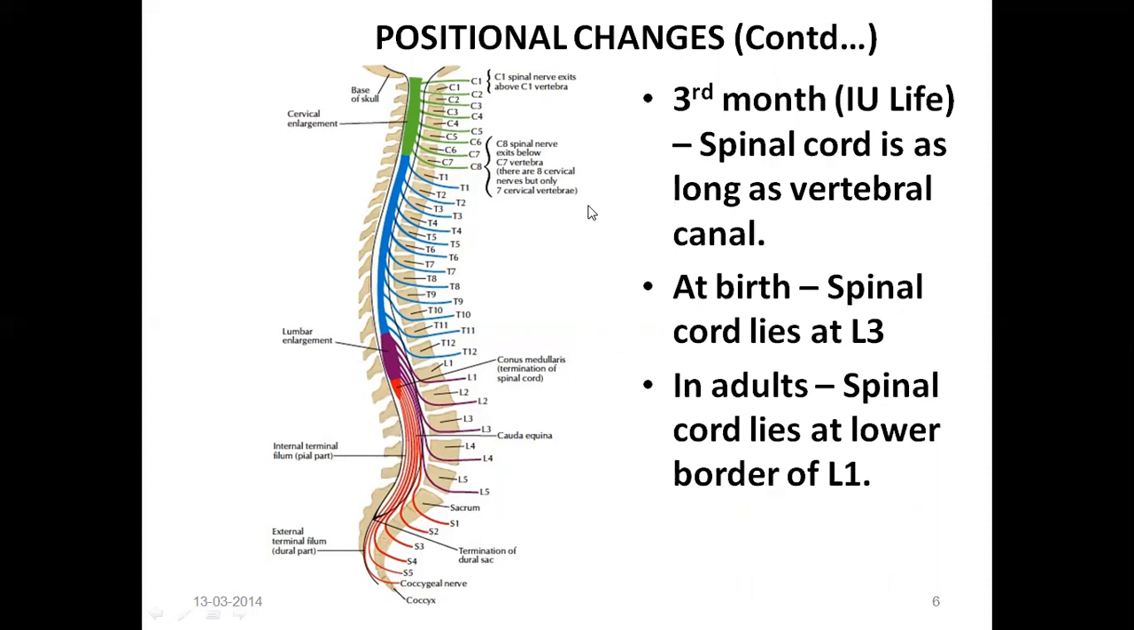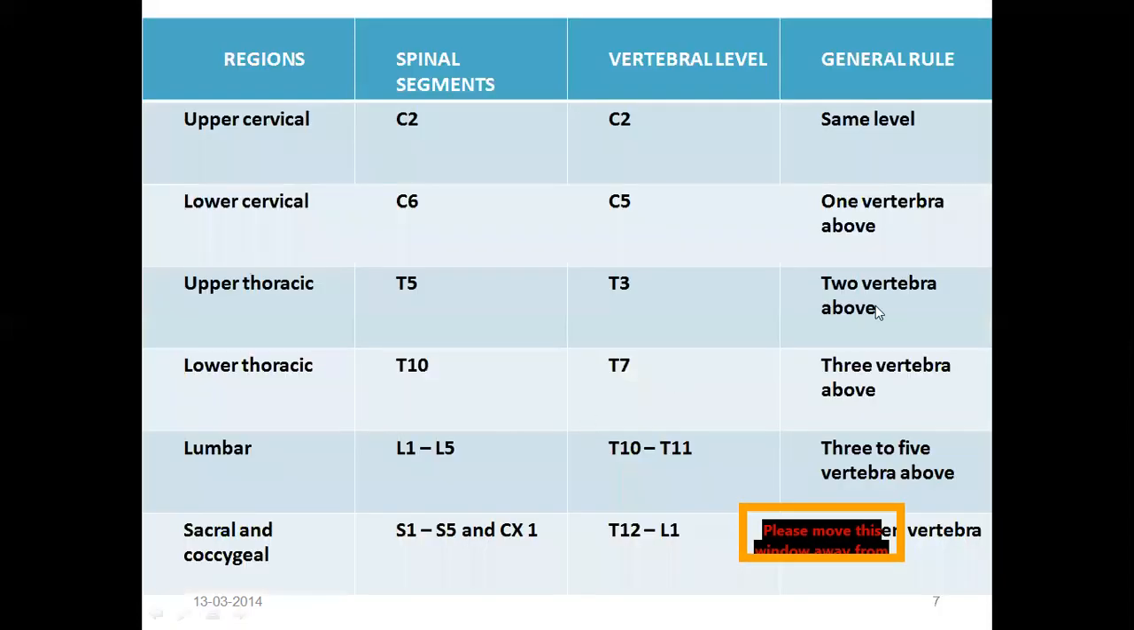Okay, so the positional changes: in the third month of intrauterine life, the spinal cord is as long as the vertebral canal. At birth, the spinal cord lies at the level of L3. In adults, the spinal cord lies at the lower border of L1. Now in this slide, we are going to see the spinal segments, vertebral levels and the general rule.